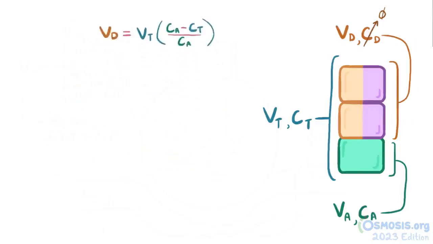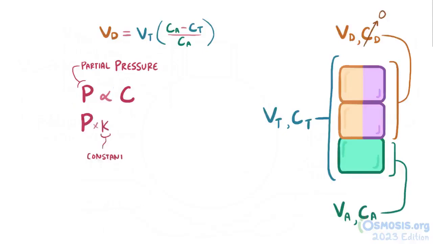Now, anytime there's a mixture of different gases, the partial pressure of any one of the gases is directly proportional to the concentration of the gas in the mixture. So, for example, as the concentration of carbon dioxide increases, so too does the partial pressure. To convert this proportionality into equality, we need to multiply by a proportionality constant K. So we get partial pressure times K is equal to concentration.